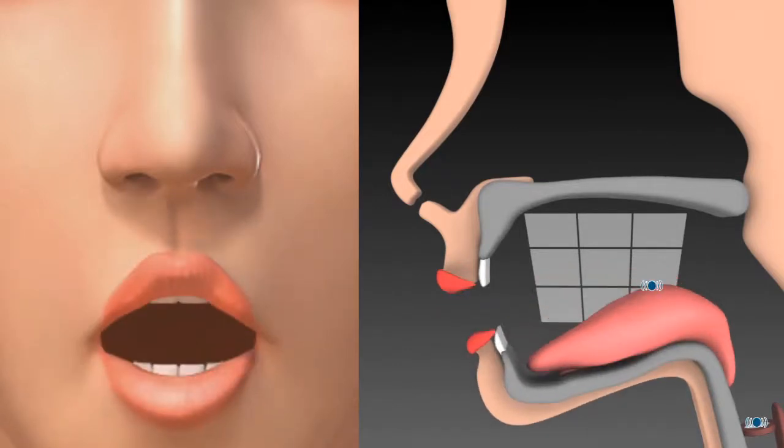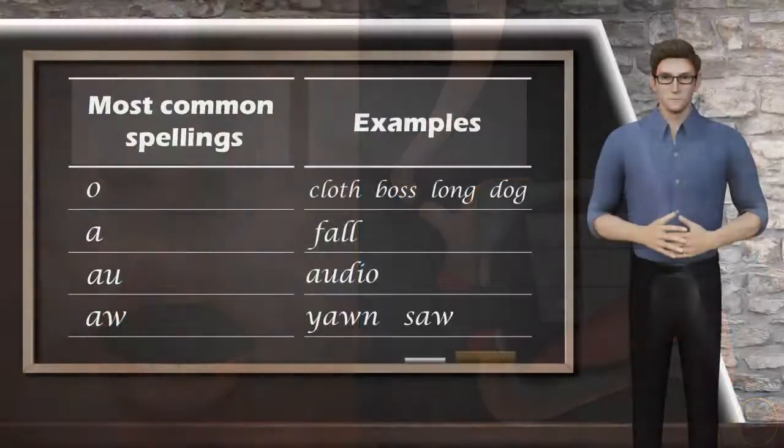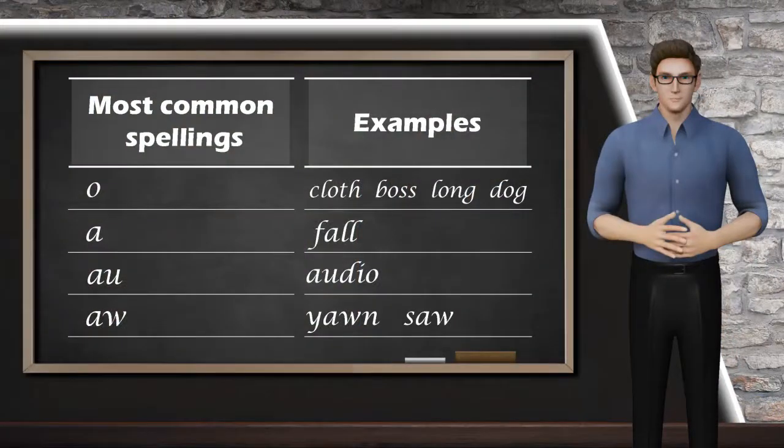Aw. When you produce the correct aw, you can feel vibration in two places. These are in the vocal cords and at the body of your tongue in the back of your mouth. Now, let's talk about how the aw sound is written in English.